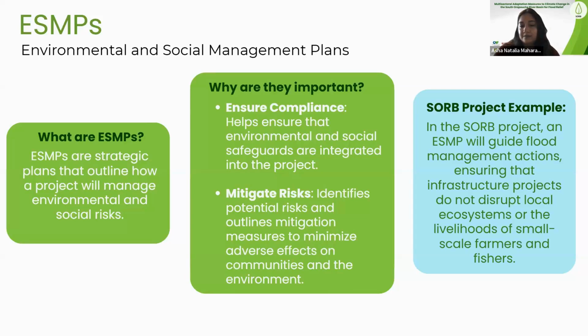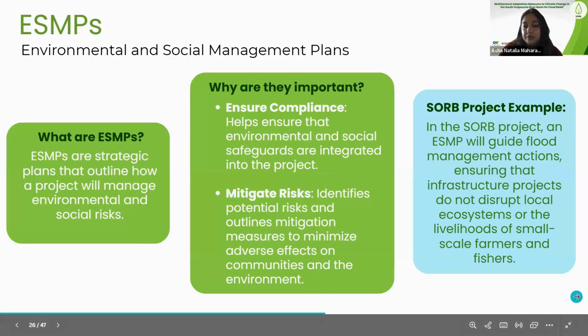And then for our SORB project, we have our ESMP that guides all of our activities. But if we're looking specifically, for example, at our flood management actions, it's ensuring that the infrastructure that we put in place doesn't disrupt the local ecosystems, does not disrupt the livelihoods of the farmers who are there, and thinks about those people, but instead enhances the positive benefits, and that we therefore have to have consultations with them to make sure that we're doing that. Next slide.